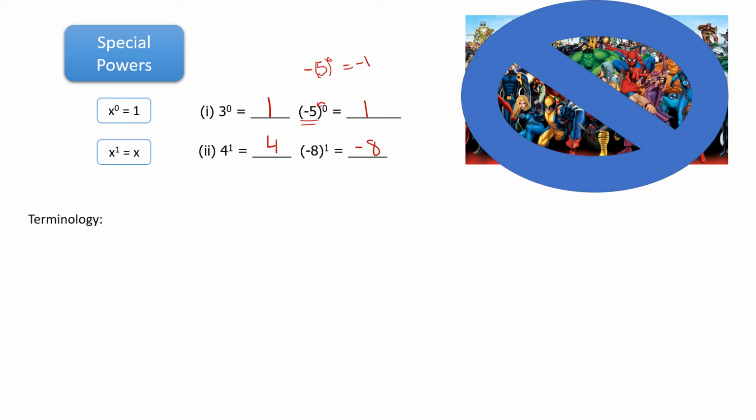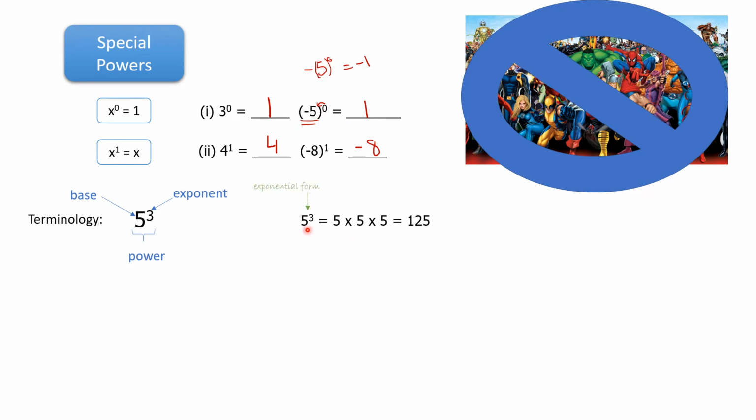Next example, we've got some terminology here. We've got 5 to the exponent 3, so that whole thing is called a power. The 5 is the base. The 3 is the exponent, and altogether it's a power. And sometimes we use the word term as well for that. So when we have something written out, these are all equal to each other. All of the 3 ways of writing these are all equal to each other.